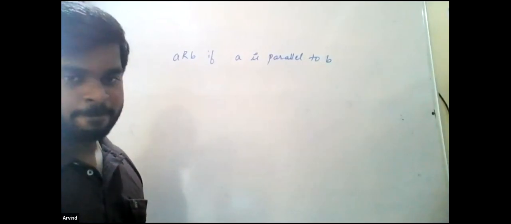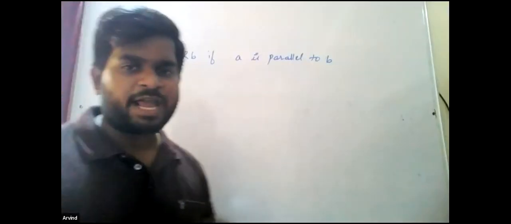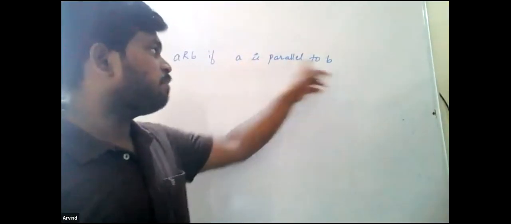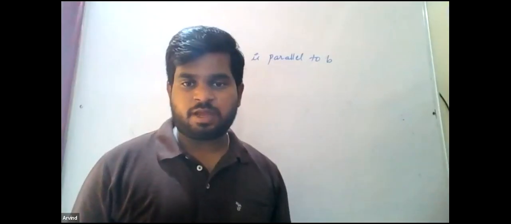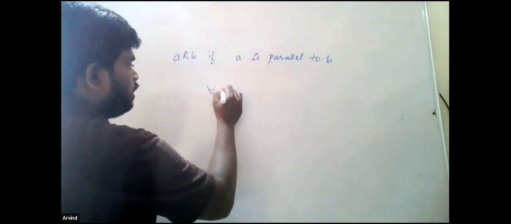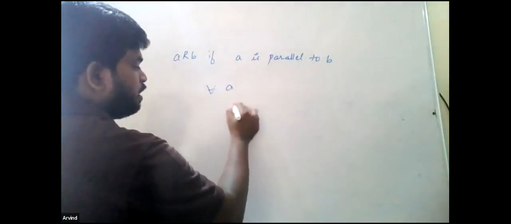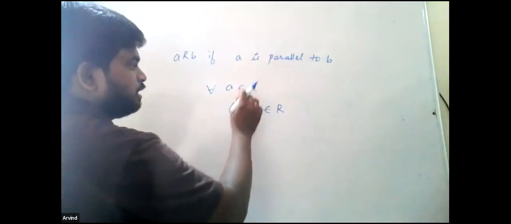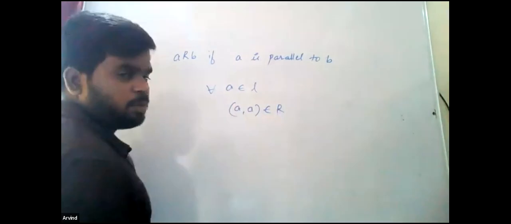Okay. Why, Janani? Why do you think it is an equivalence relation? Sir, because A is parallel to A. Take any element. A is a line, and B is a line. You take any line, it is parallel to itself. Correct? So for all A, A, A belongs to R. Let's take L as the set of lines. So A belongs to R.